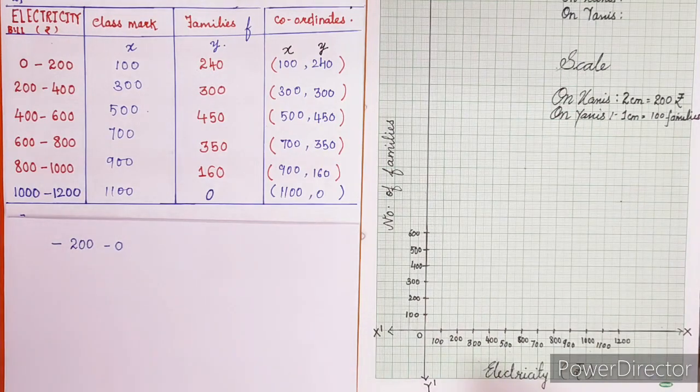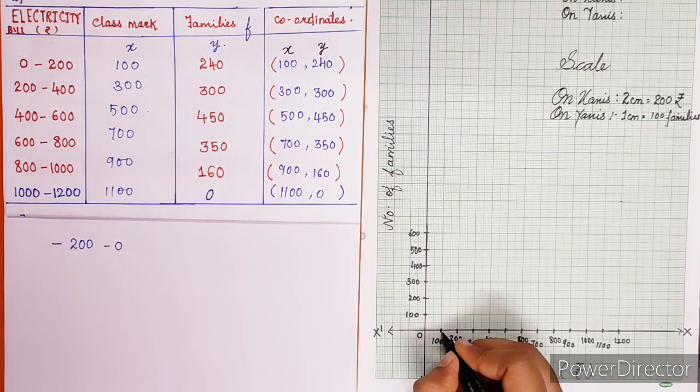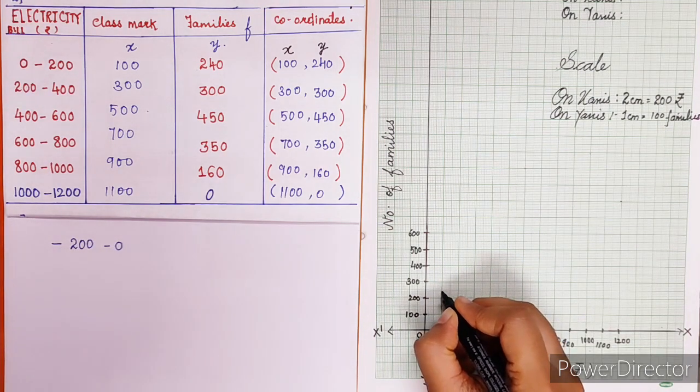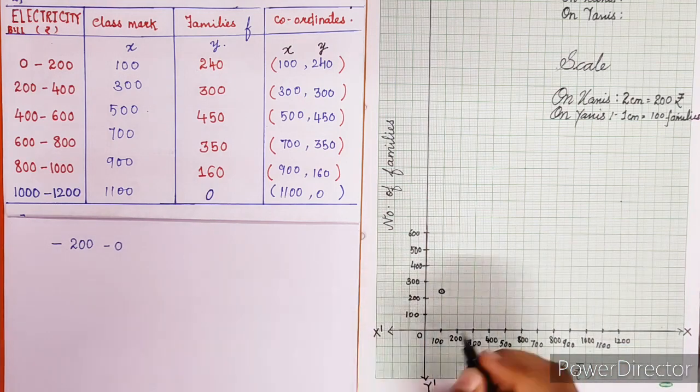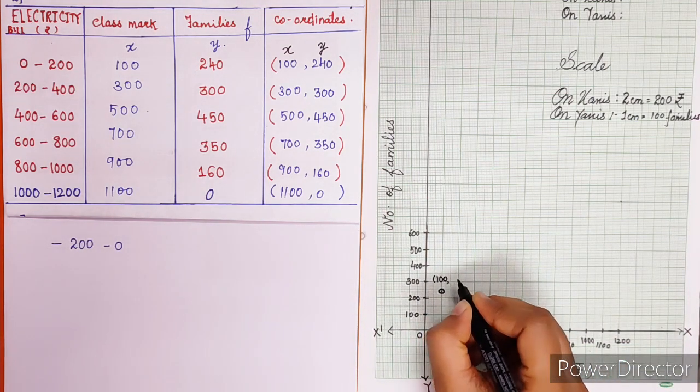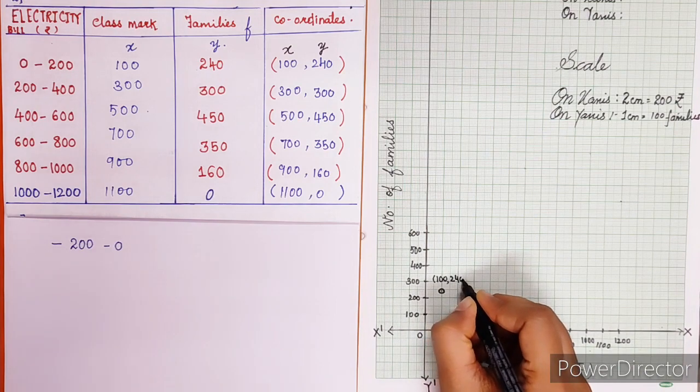You know what a coordinate is and how to plot it. We have learned it in the 9th standard. So let's start from the x-axis. 100, 240. For 240, you have to come to 200 and read the 4th line. The 4th line is 240. You have to mark the point and write the coordinate immediately. 100, 240.